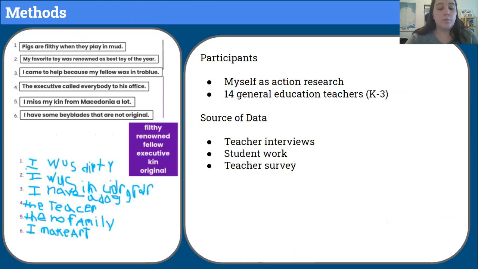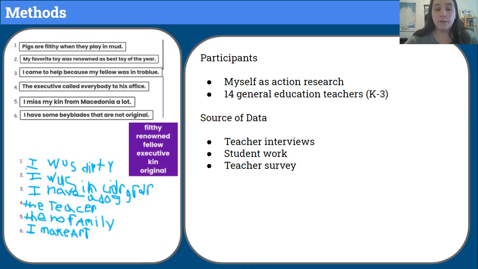Okay, so we're moving into the methods of my inquiry. The participants are myself as the action researcher and 14 general education teachers in my K-3 school. I used 3 forms of data for this inquiry, the first being teacher interviews with a first grade teacher and a second grade teacher in my school.